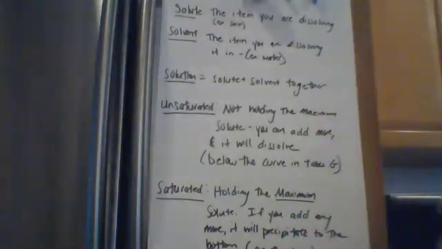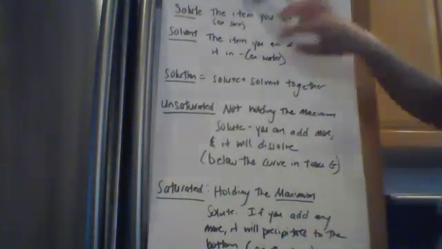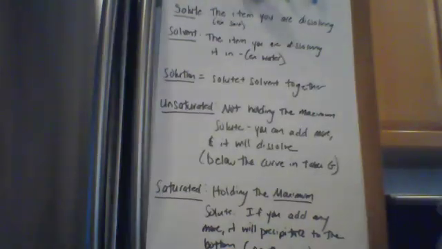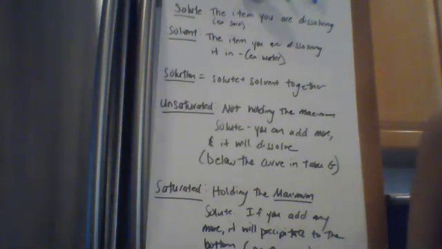So the solution is both of those together. The solute dissolved in the solvent is the solution. They could be made in different concentrations, some very strong, some very weak, and we'll get to that later this week. That's called molarity, the strength or the concentration of the solution.